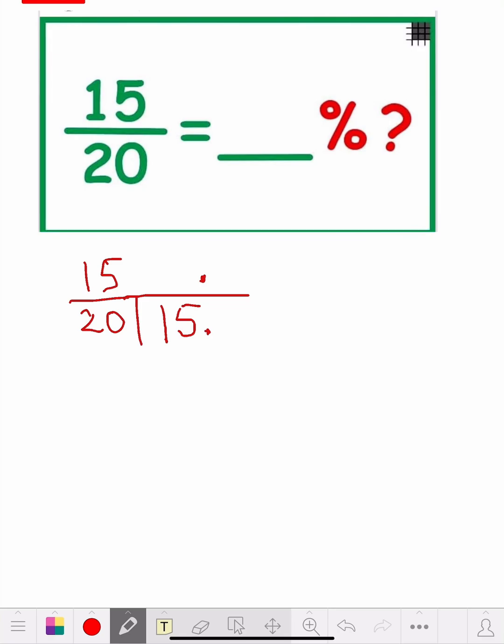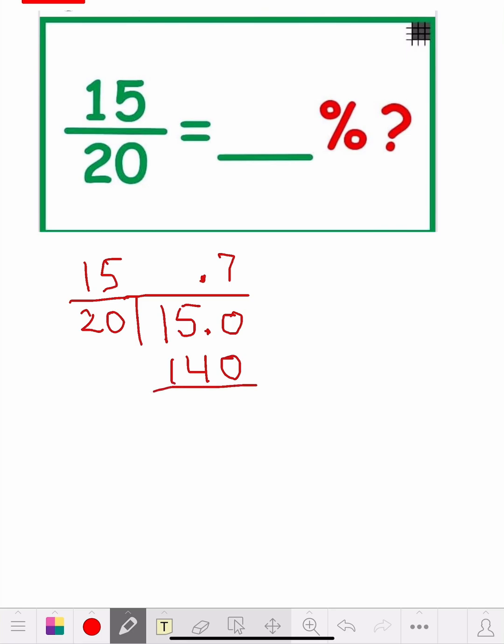Okay, so now 20 goes into 15. It really doesn't. So what do I got to do? I got to add a zero here. You remember that when we did the division before, in the long division? You got to add a zero. So now 20 goes into 150. It goes in 7 times because 7 times 20 is 140.